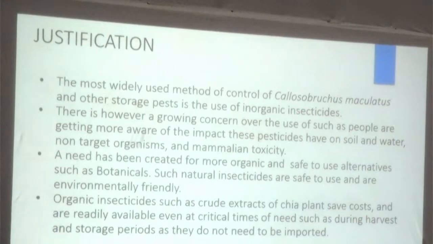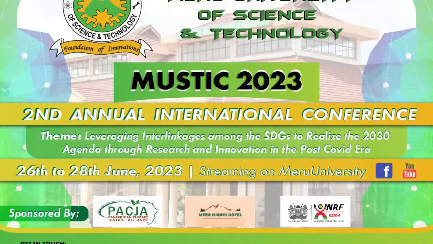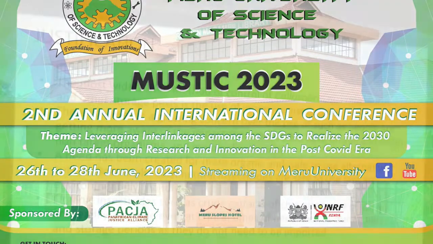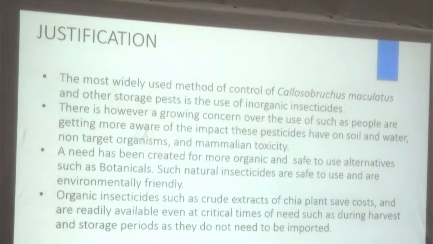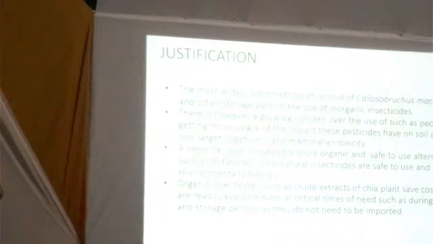As we were listening to VC in the morning, he talked about Roundup. So some of these chemicals are, when misused, improperly used, and there's all this hullabaloo about Roundup. I don't want to go into it. But a need has been created for more organic and safe-to-use alternatives, such as botanicals. Not only that, but organic insecticides, such as crude extracts, for example, the chia plant, save costs and are readily available even at critical times of need, such as during harvest and storage, because they are not subjected to importation.